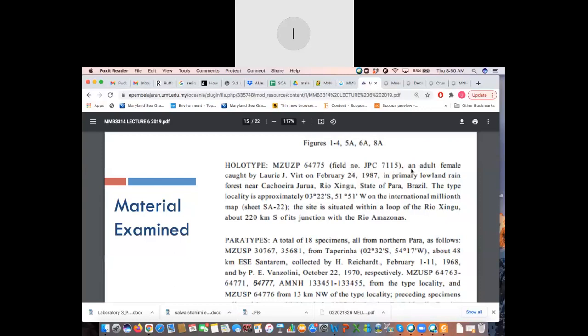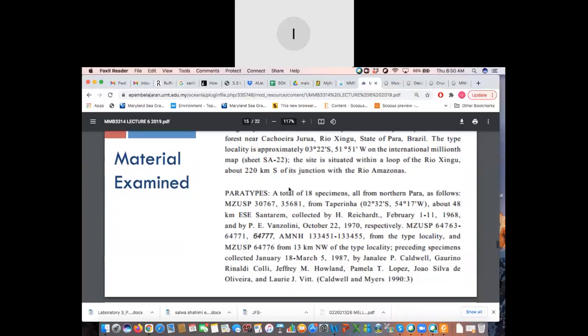And then you describe a little bit about the specimen you're working with, which is an adult female. This was caught by the collector in this year, at the location. It gives us a very specific location, how the location looks near this area, and even gives the coordinates. Sometimes they're very detailed in giving exactly how far it is. Then it later explains about the paratype.